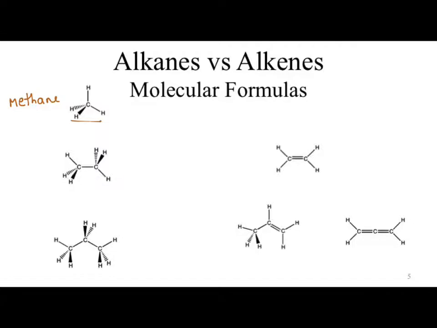What's our molecular formula? We got CH4. If we move to the next one, what do we have? We've got ethane because we've got 2 carbons now. And our formula is C2H6. Last one in that column. We get propane and we get C3H8.